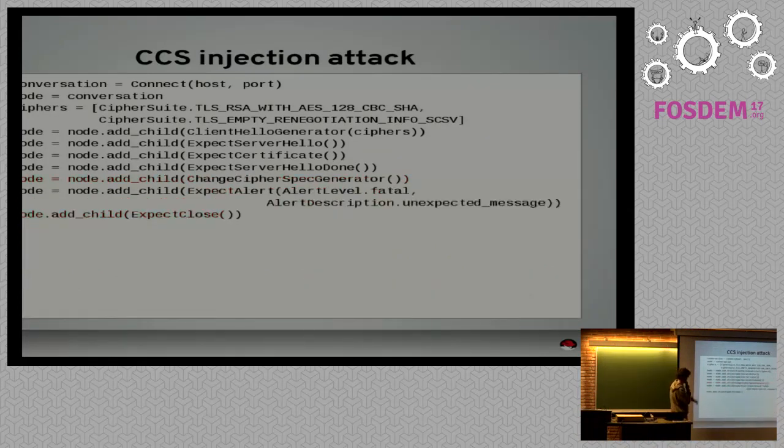So if we want to see what happens, we basically have to remove all those red messages. And that's what we end up with. So we send the change cipher spec too early. And if we send it too early, we expect the unexpected message from the other side.